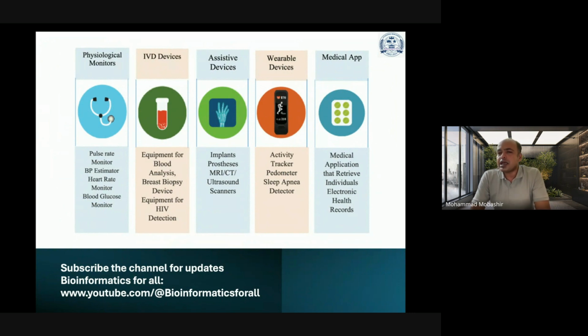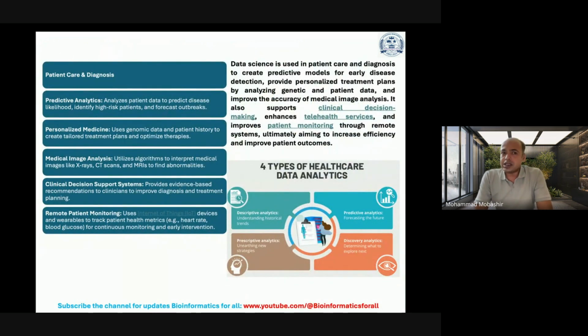So while you are approaching any healthcare for your work from home job in data science, you can approach what kind of work and in which field you can do the work in data science. Now, in case of patient care and diagnosis, what kind of work you are required to do? That is first one, predictive analytics, where you will be basically analyzing the patient data to predict the disease likelihood, identifying high risk patients and forecast the outbreaks. Then personalized medicines uses genomic data and patient history to create tailored treatment plans and optimize therapies.